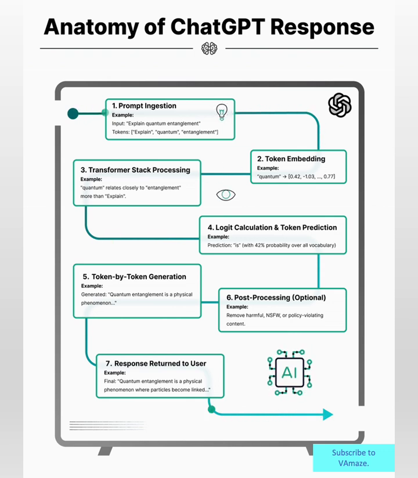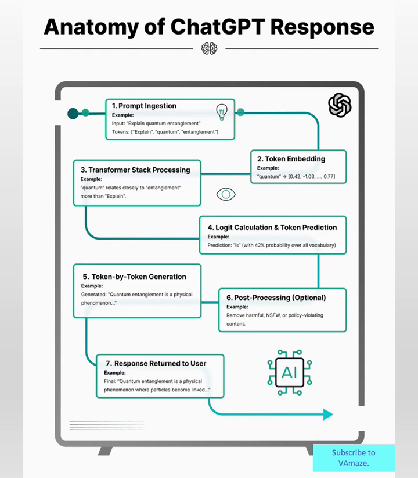Scalable architecture. This architecture scales remarkably well, handling everything from simple factual questions to complex creative tasks, technical explanations, and nuanced conversations. The same 7-stage process adapts to wildly different types of inputs and outputs.